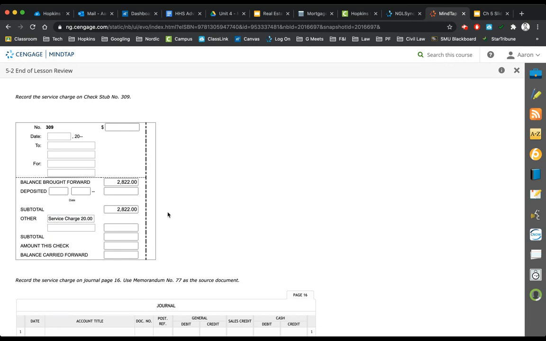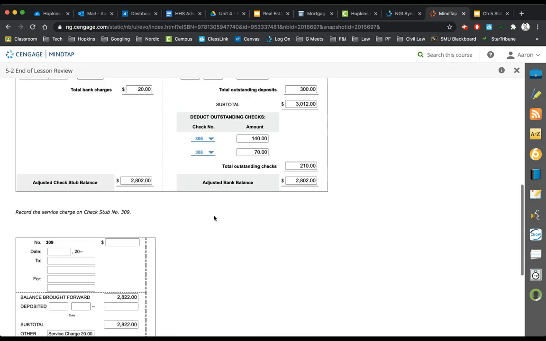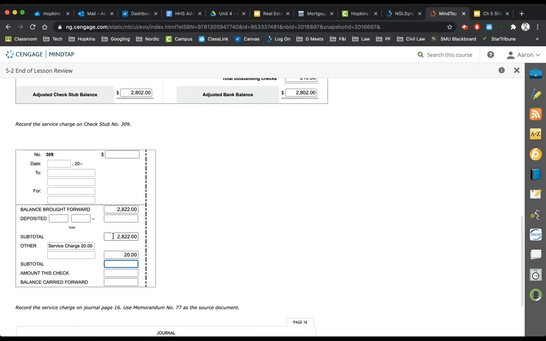And that's fine. Subtotal it over here, which is $20. And then, I'm sorry, the $20 should go there because this is the actual subtotal then. After you subtract out that expense from the checkbook, we should get back to this number, 2802. So 2822 minus 20 is 2802. And that's it for the check stub.